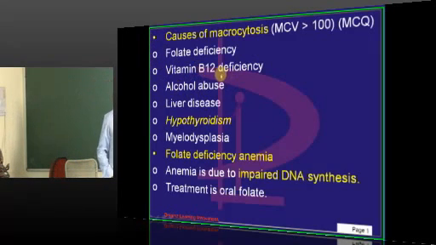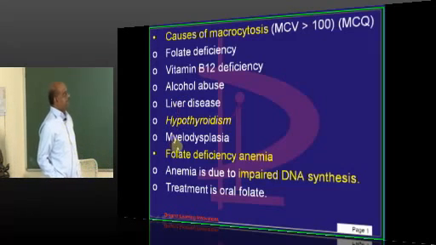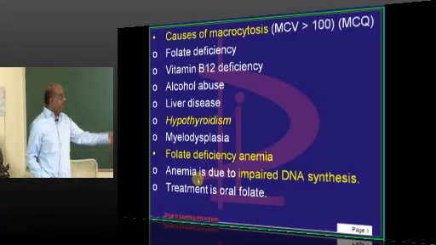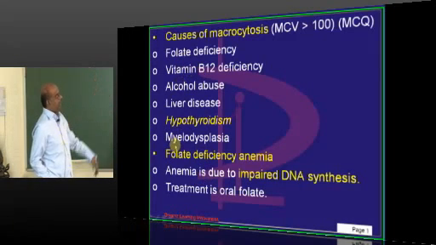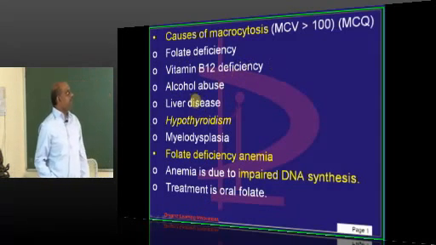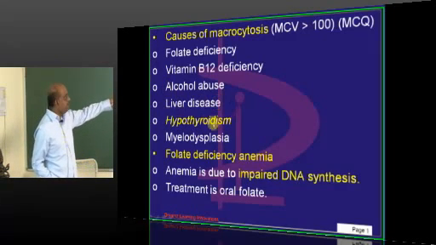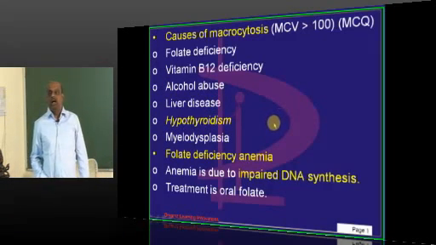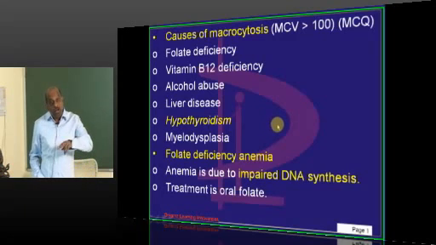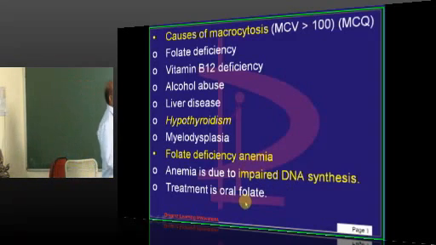So folate deficiency, vitamin B12 deficiency, alcohol abuse, hypothyroidism, liver disease, myelodysplasias, any of them can typically lead to development of macrocytosis. Only when it is because of folate deficiency or vitamin B12 deficiency, it will also be megaloblastic. But if it is due to alcohol abuse or liver disease or hypothyroidism, it will typically be non-megaloblastic macrocytic. Right, doc?